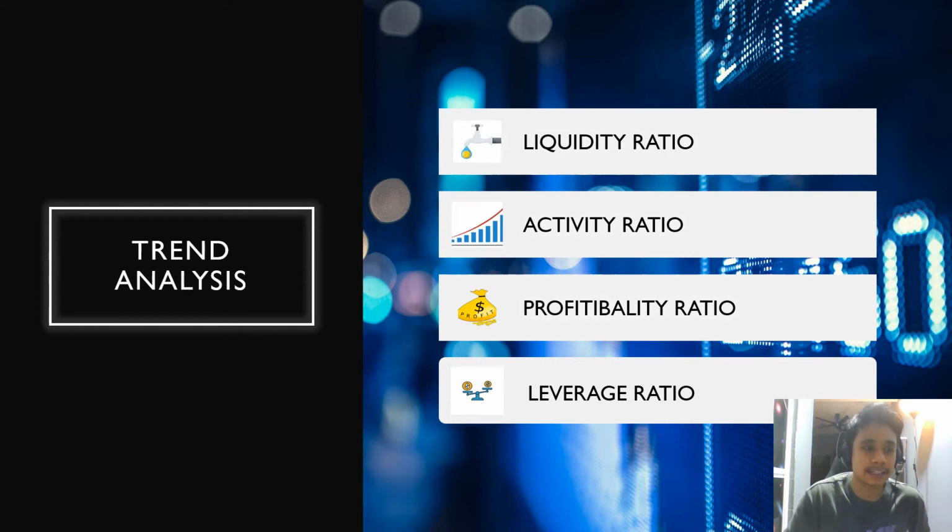Trend analysis is a technique used in attempts to predict the future price stock movement based on recently observed trend data. Trend analysis consists of four ratios, which are liquidity ratio, activity ratio, profitability ratio, and leverage ratio.